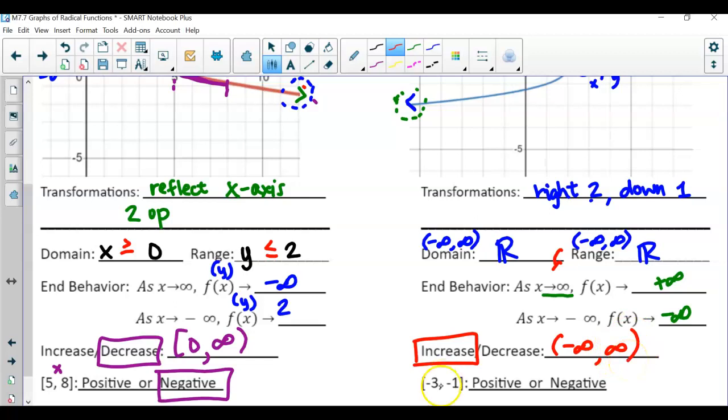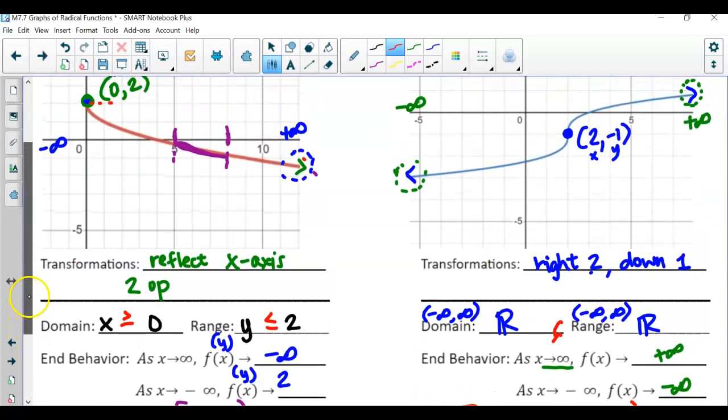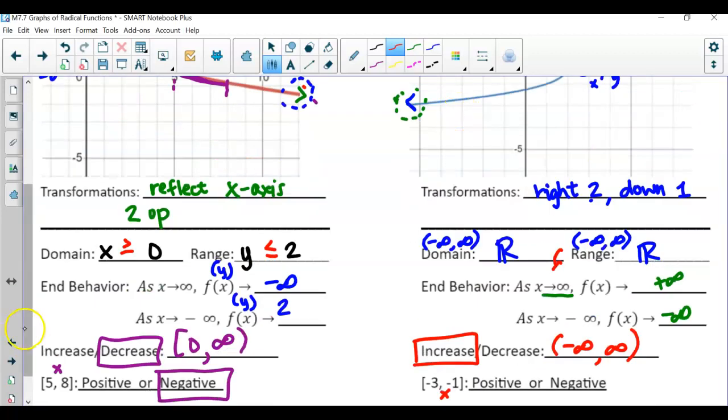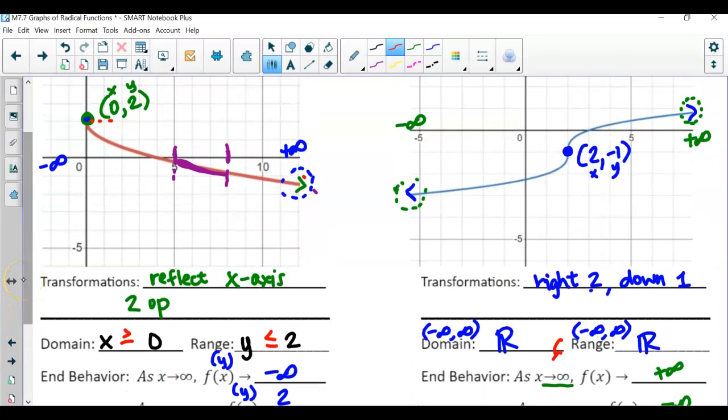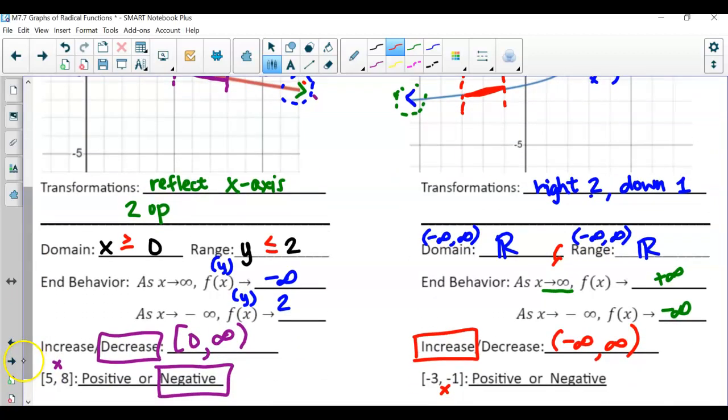So now let's look to see, for these x values, what the values of the function are, if they're positive or negative. So -3 to -1. We're looking at from here to here, the x value. So we're looking at this portion of the graph to see what the y values are. Notice how we're below, in the negative. So these values from -3 to -1 are negative.